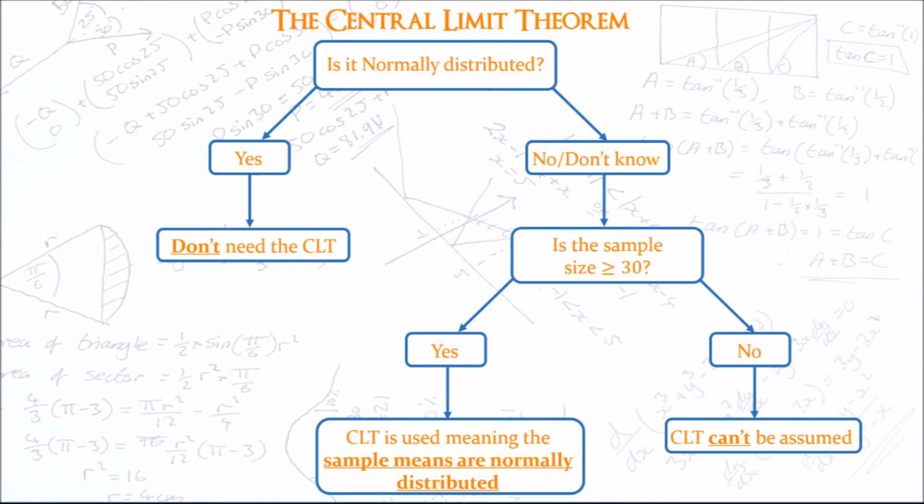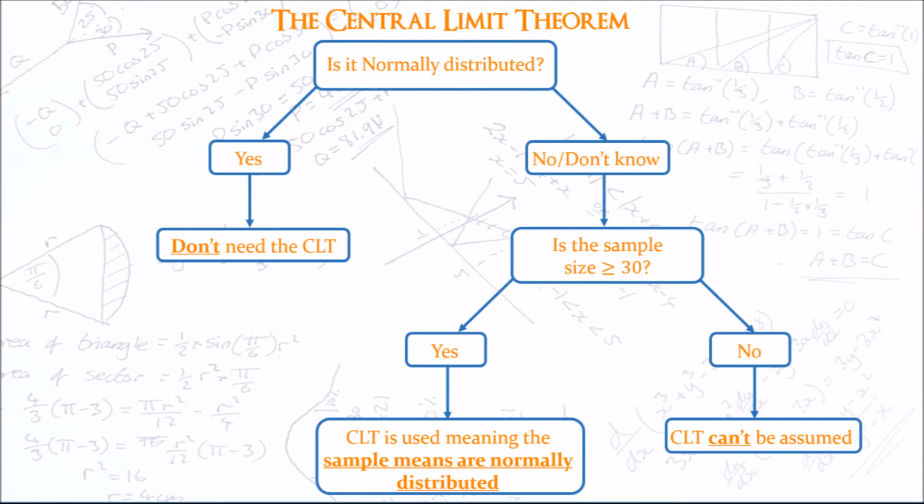It's important to reference that this is the sample means. It's got nothing to do with the original distribution. It doesn't mean that the original distribution is normally distributed. It simply means that the sample means of that distribution will be normally distributed. If the sample size is less than 30, then we can't assume that the central limit theorem applies.